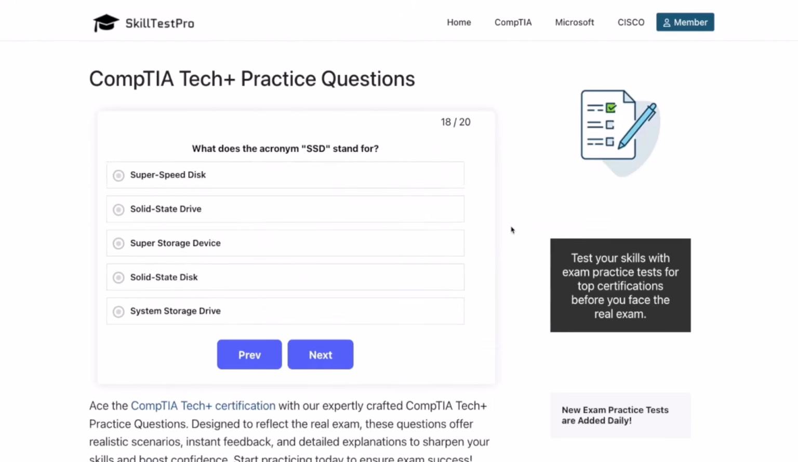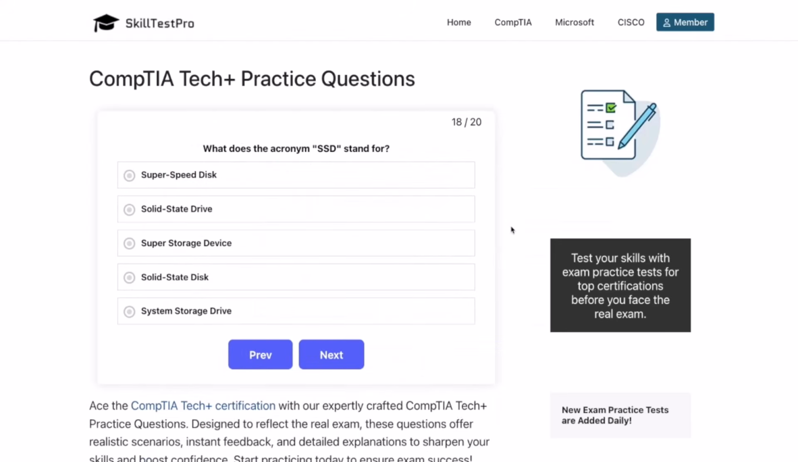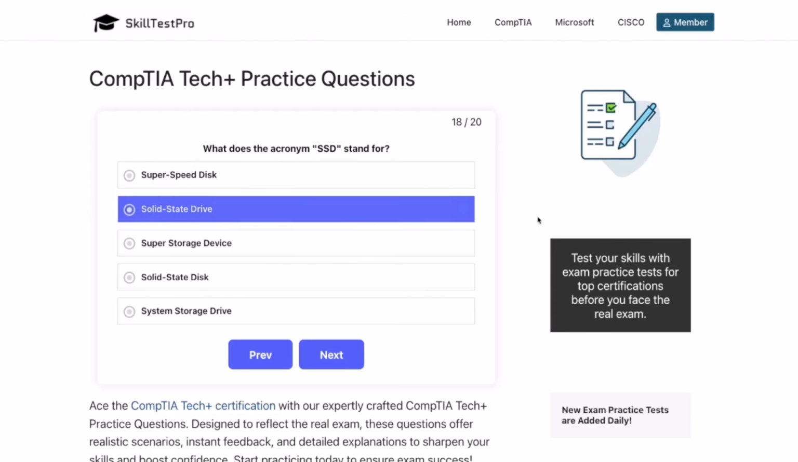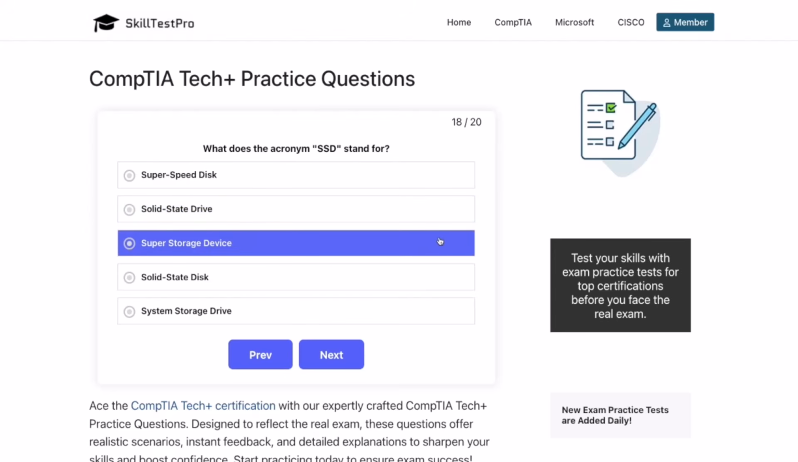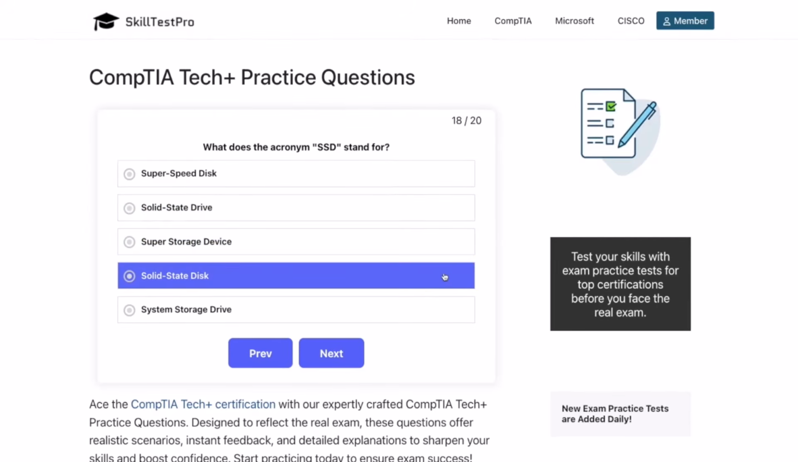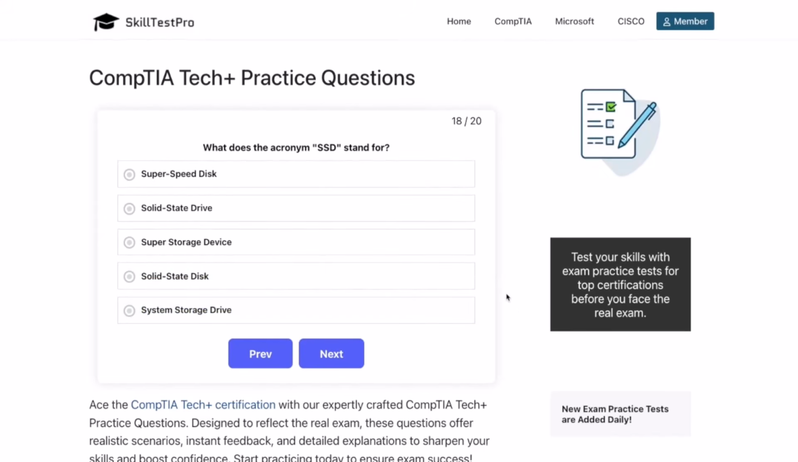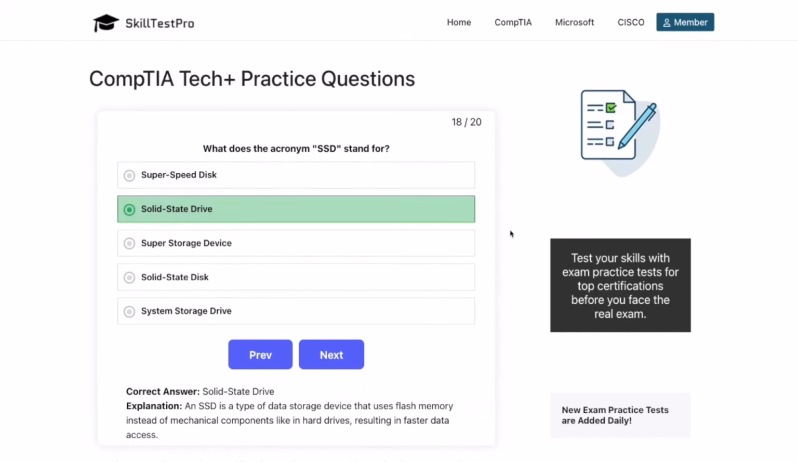All right, just a few more. Question 18. What does the acronym SSD stand for? Super speed disk, solid state drive, super storage device, solid state disk, or system storage drive? The correct answer is solid-state drive. An SSD is a type of data storage device that uses flash memory instead of mechanical components like in hard drives, resulting in faster data access.